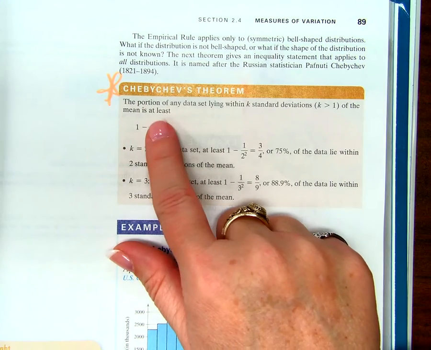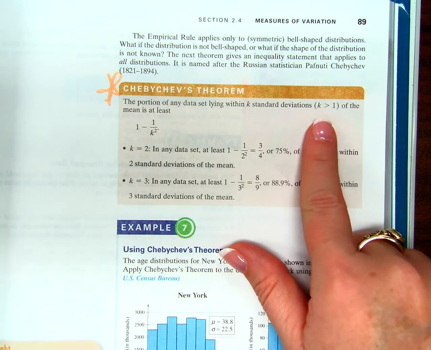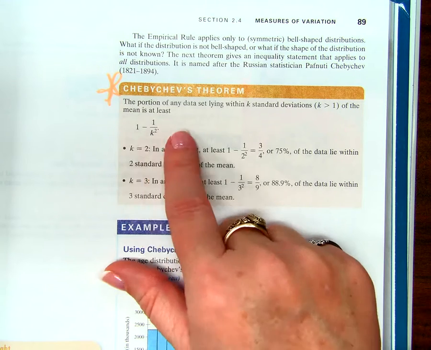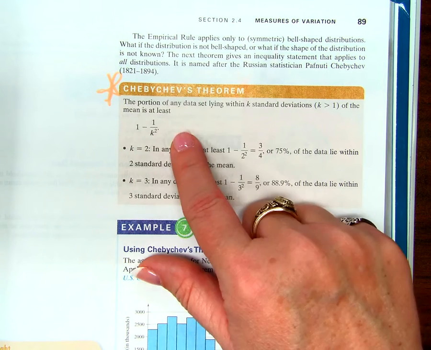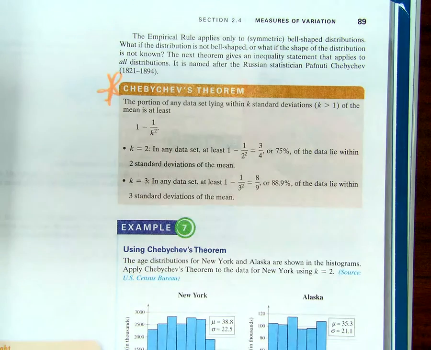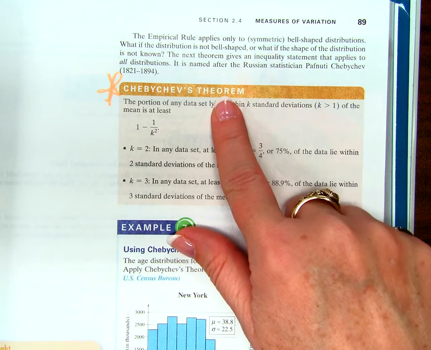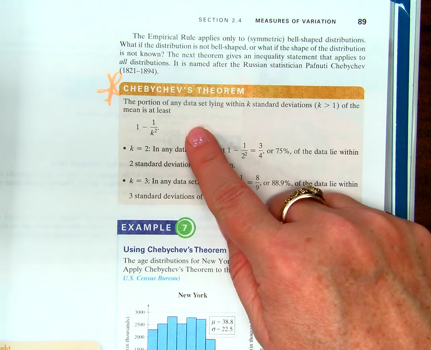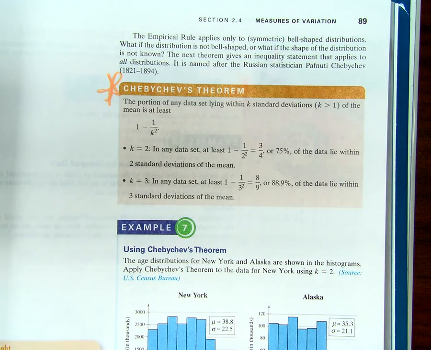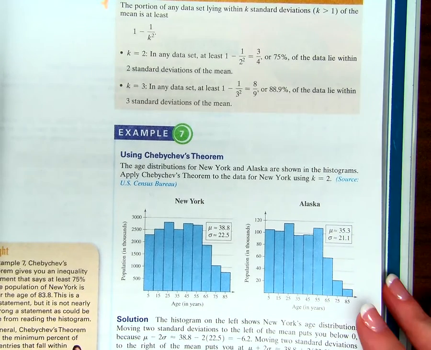Chebyshev's Theorem says the proportion of any data set lying within k standard deviations of the mean, when k is greater than 1, is at least, oh look, another formula, 1 minus 1 over k squared. The empirical rule only applies to symmetric distributions. So what if it's not bell-shaped or symmetric? Where do we get information like that? Well, we use Chebyshev's Theorem. So here's an example. Example number 7 in your book talks about Chebyshev's Theorem. You can look at that.